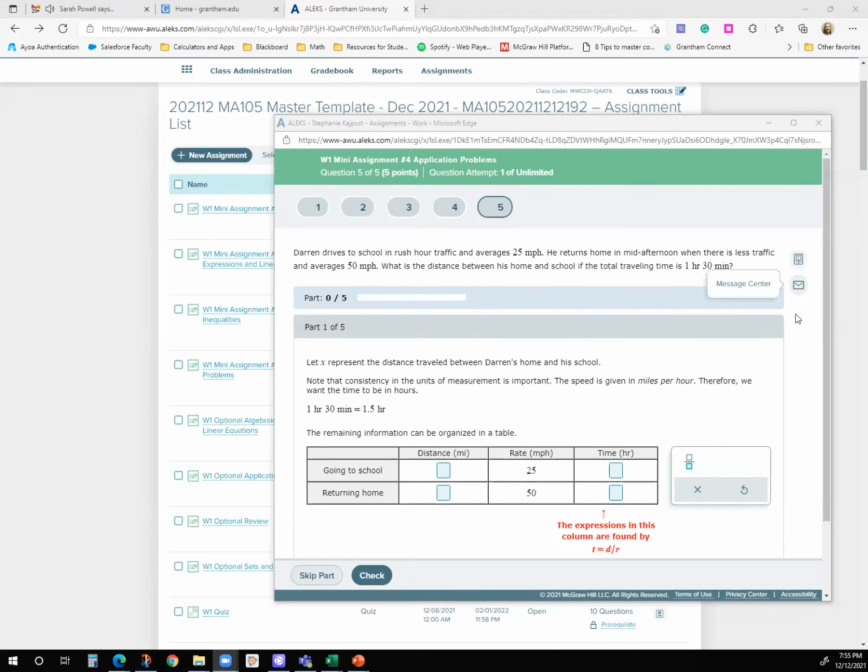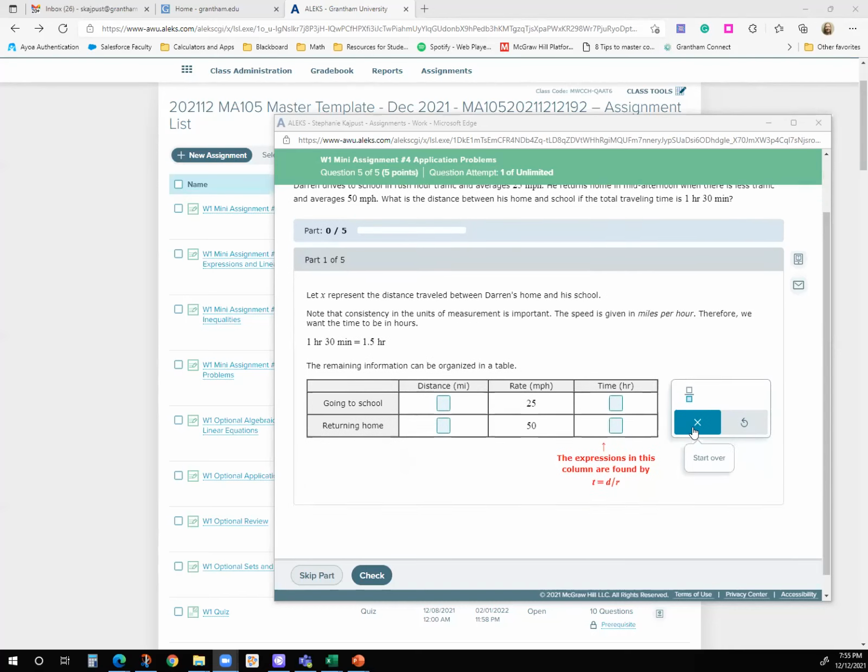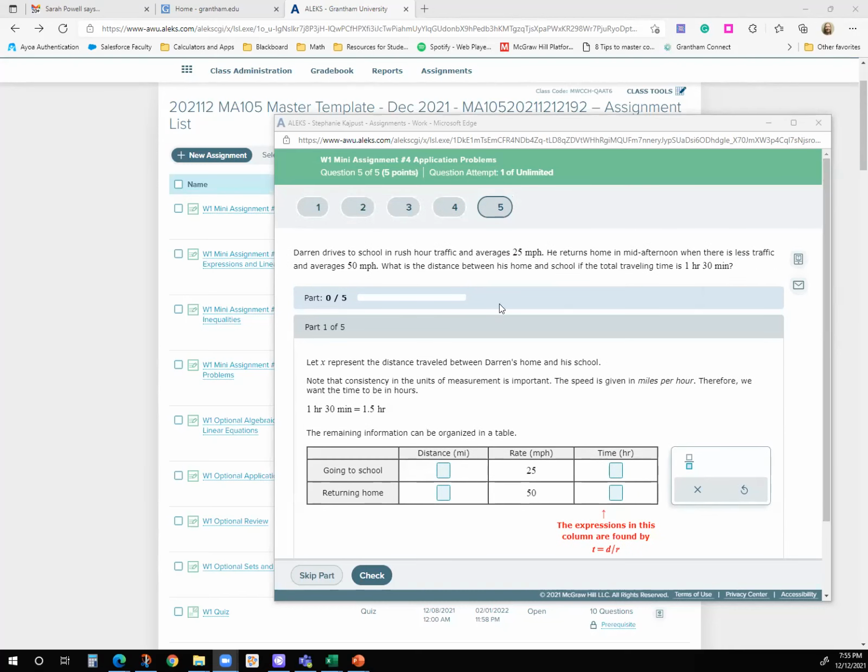On this one, there usually are helps that walk you through it. But in this case, this one doesn't have a help, because they're already sort of walking you through it with the parts here.